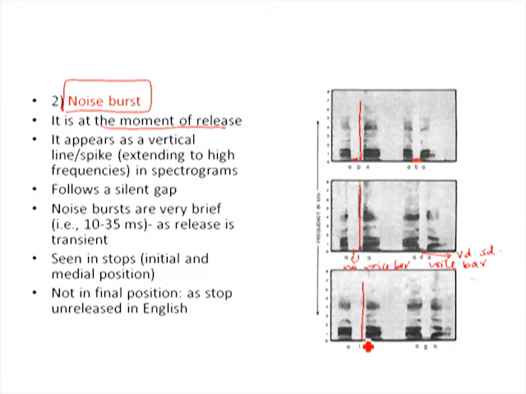More prominent in voiceless than voiced. That's why p, t, and k have more visibility of the noise burst, not as much visible on the voiced part, okay? So it's like the very thin line that you see right there. It's not as prominent as the voiceless sound. Okay, so at the moment of release, it appears as a vertical line or spike extending to the high frequencies in the spectrogram, right? It follows a silent gap. So if this was a silent gap right here where I showed you where there's nothing, it comes right after the silent gap because it's the release of air after the hold position.